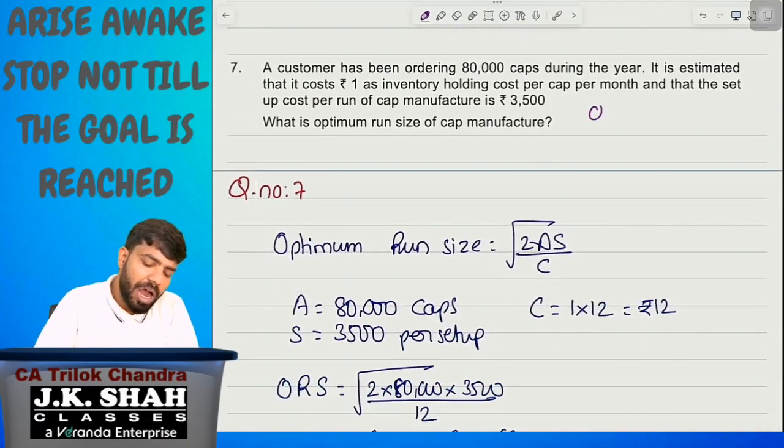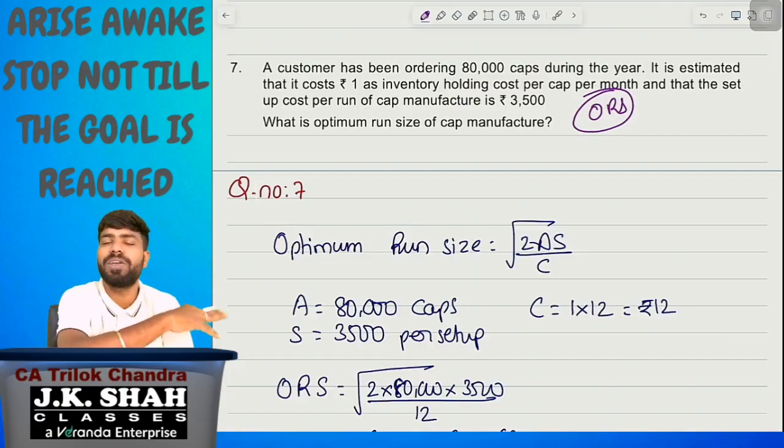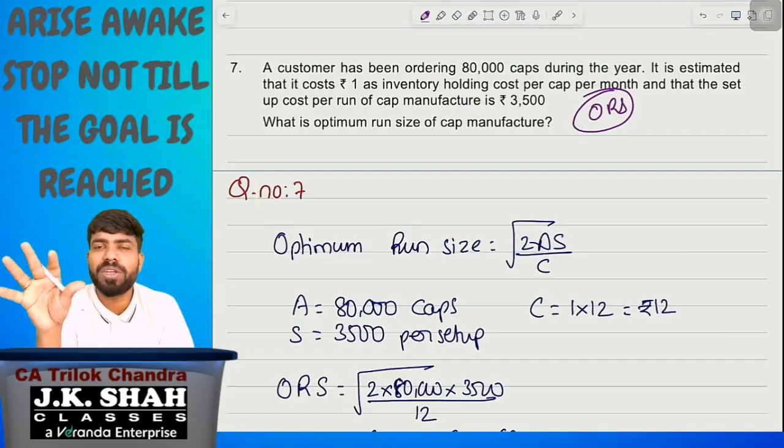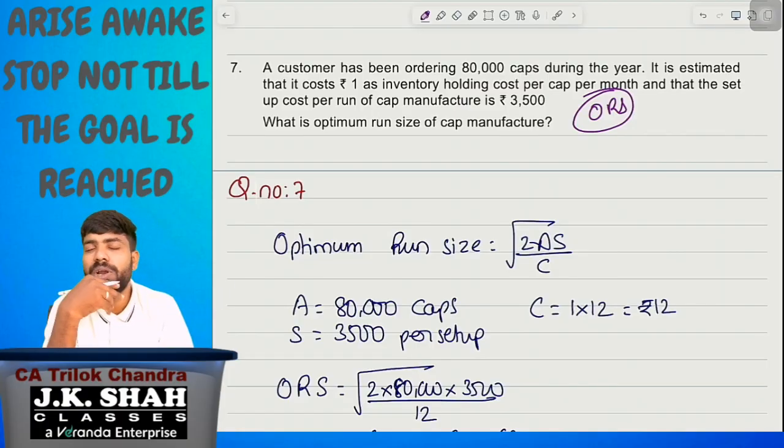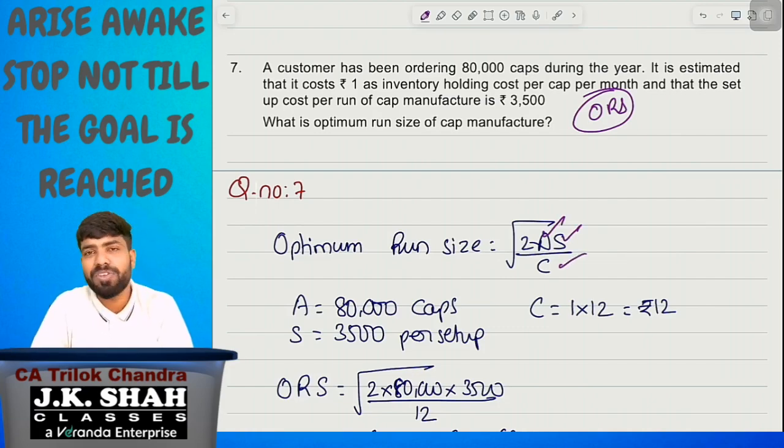Next, question number 7. This question is based on the optimum run size (ORS), which is similar to the EOQ, economic order quantity. EOQ is about purchase quantity, ORS is about production quantity. ORS equals root of 2AS divided by C. A stands for annual production, S stands for setup cost per setup, C stands for carrying cost per unit per annum.